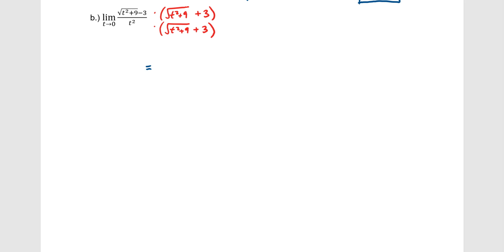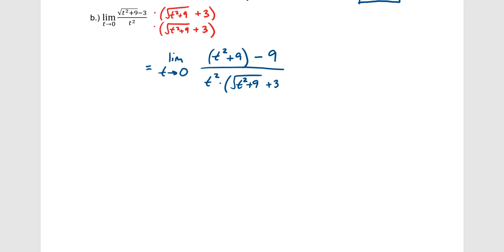So you can kind of see how, if you don't know that little trick, it's kind of impossible to do this type of problem. In the numerator, when you're multiplying those conjugates, it's going to be the first one squared minus the second one squared. The first one squared ends up just canceling off the square root, minus the second one squared. 3 squared is 9. Then we're left with t squared times the square root of t squared plus 9 plus 3 in the denominator.